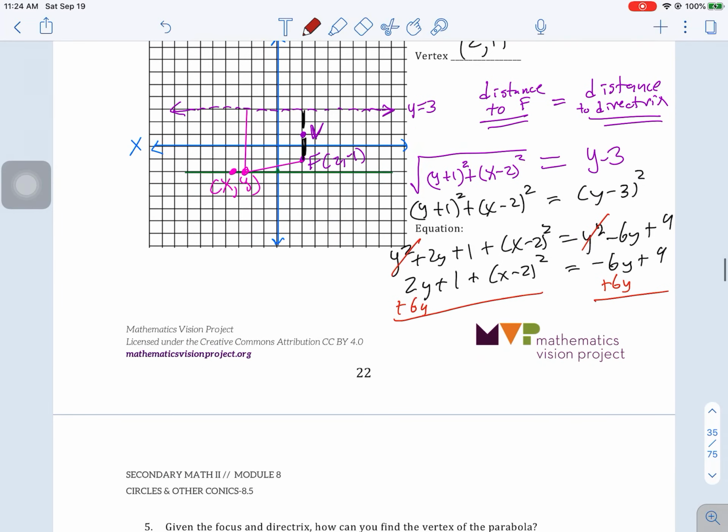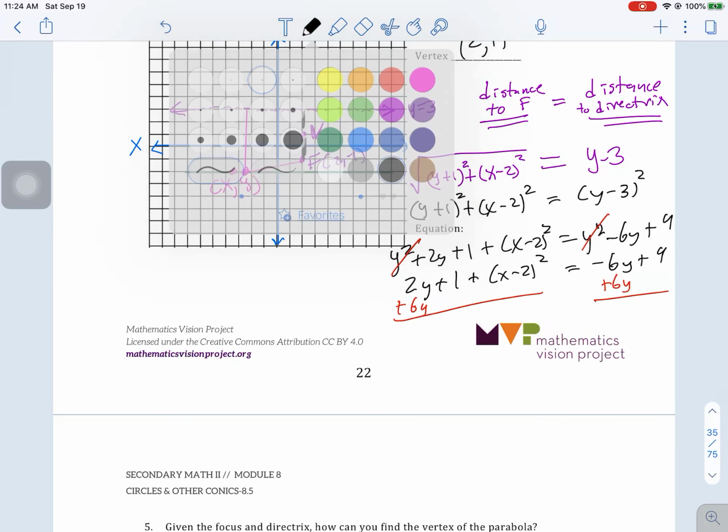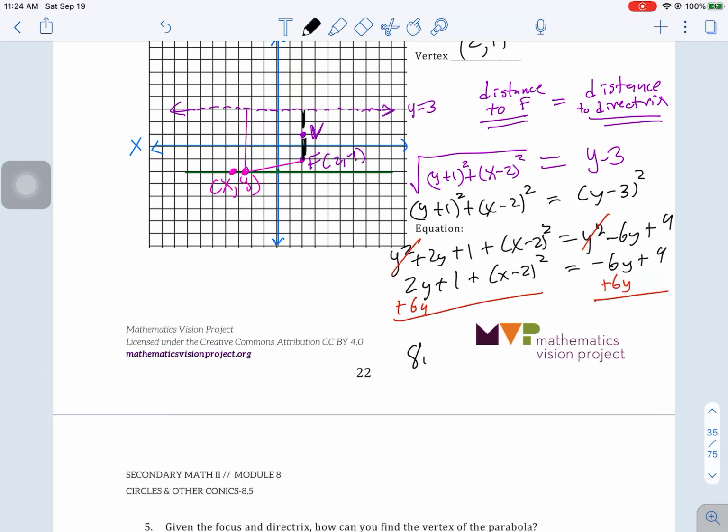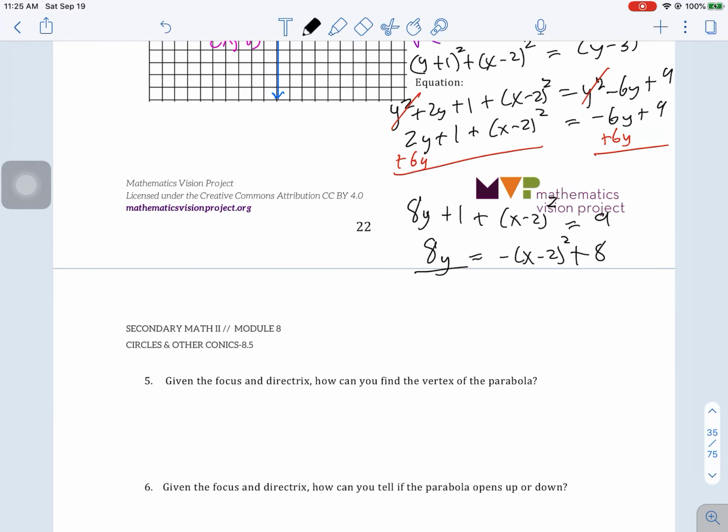And then from there I can go ahead and solve the next step. So 2y plus 6y is 8y plus 1 plus x minus 2 squared is equal to 9. We'll subtract x minus 2 squared and subtract 1 from both sides. So that gives us 8y is equal to negative x minus 2 squared. 9 minus 1 is 8, so plus 8. Last step, divide by 8 both sides.